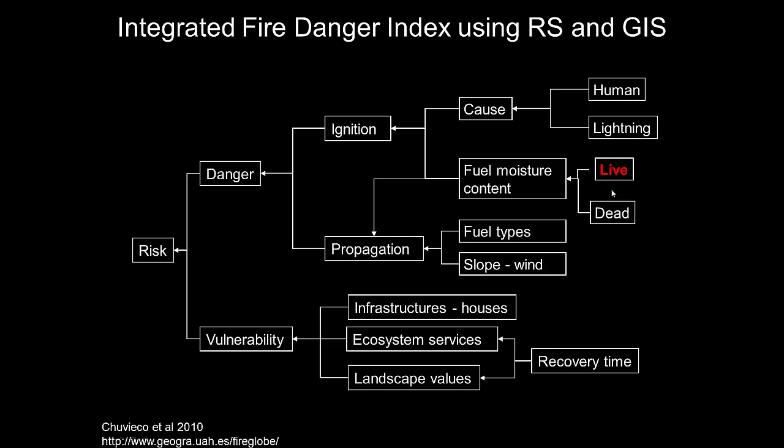So as you can see, live fuel moisture content is a variable that affects both propagation and ignition, and the fuel types mainly affect propagation. So yeah, this is quite a complex and integrated way to carry out fire risk assessment.